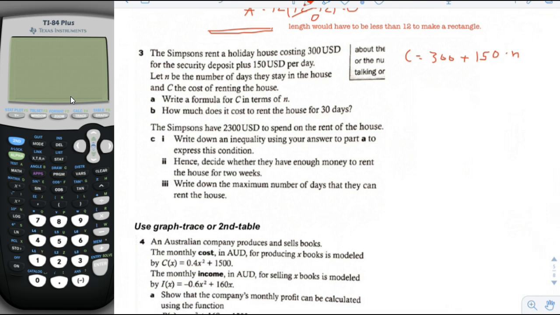So there's our formula. And if you remember arithmetic sequences and series, this is like an arithmetic sequence. In fact, the formula looks kind of like the arithmetic sequence formula. How much does it cost to rent the house for 30 days? Okay, so then we would just put 30 in for n, right? So we'd have 300 plus 150 times 30.